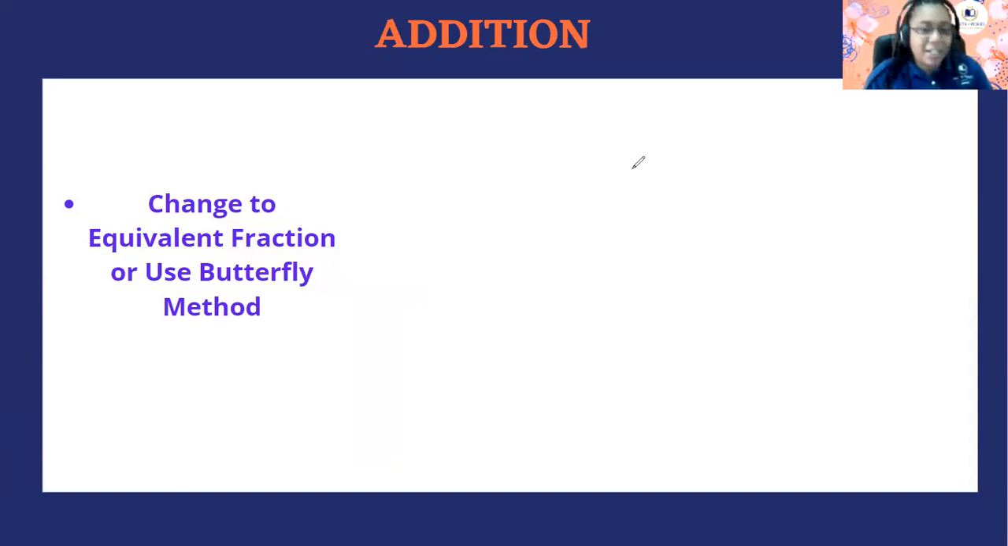We have 3/8 plus 1/2. We could either change the two of them using equivalent fractions, or we can use the butterfly method. Which method would you all like to use, or which method are you more comfortable with? Put it in the chat so I can see. Put E for equivalent, put B for butterfly.